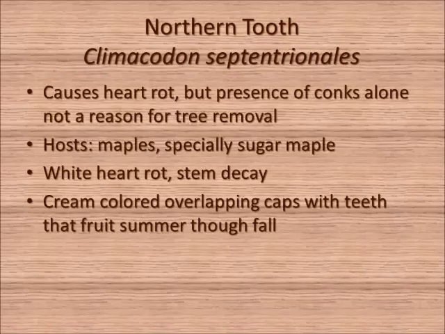Although it's a very flashy fruiting body, it doesn't usually indicate that the tree is seriously decayed, and it does not mean that the tree should be removed. The most common hosts are maples, especially sugar maple. It's a white heart rot, and it causes stem decay, so it's not usually found in the bottom of the tree. It's only found on the upper stem. It's cream colored and it has those overlapping caps with teeth.